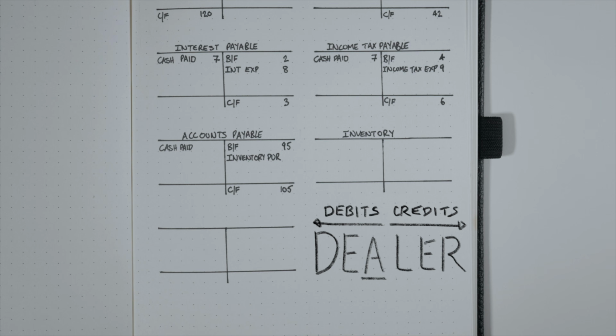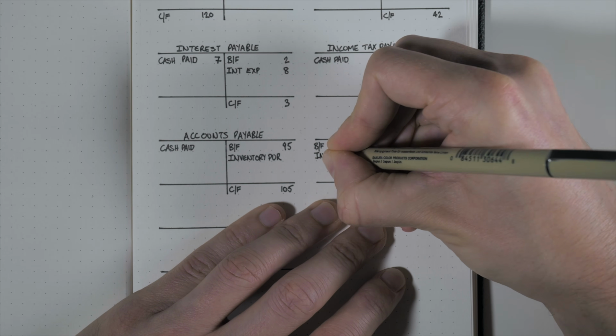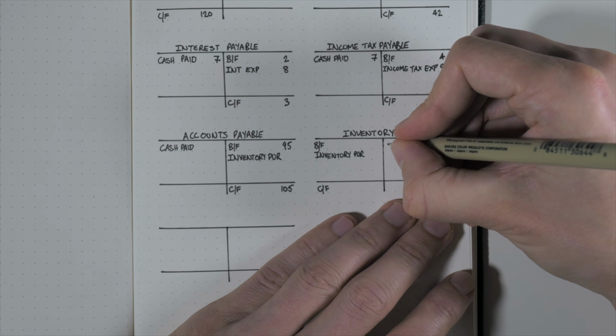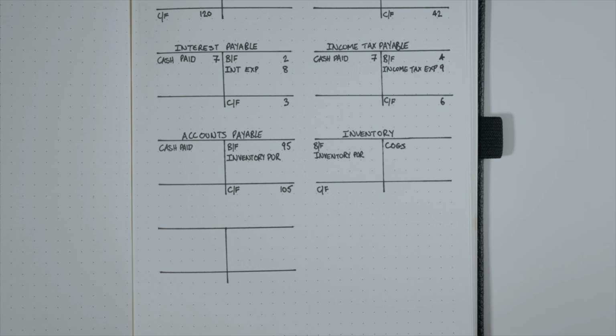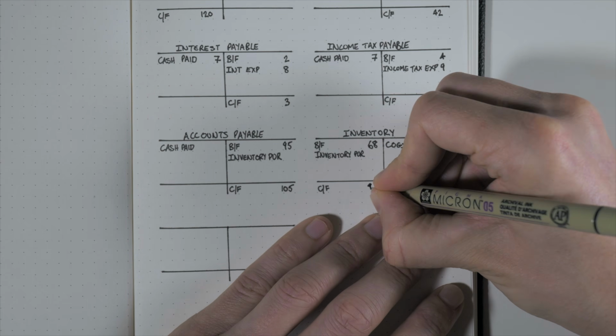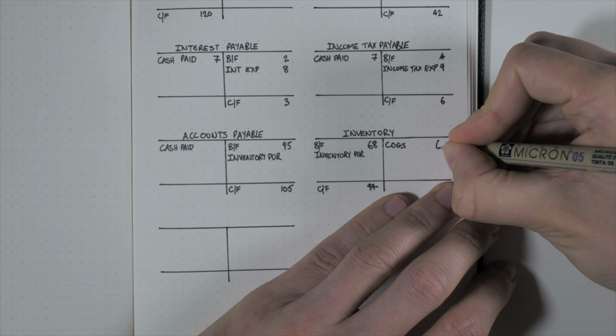Inventory is a form of asset, which makes it a normal debit account. So the opening balance, inventory purchases, and the closing balance go on the debit side. On the credit side, we have cost of goods sold. We can easily find the opening and closing balances by referring to the prior and current year balance sheet. Here we have an opening balance of 68 and a closing balance of 94, which we will write down in our T account. And we can find cost of goods sold in the income statement, which in this case is 60. So we write 60 on the credit side of the T account.